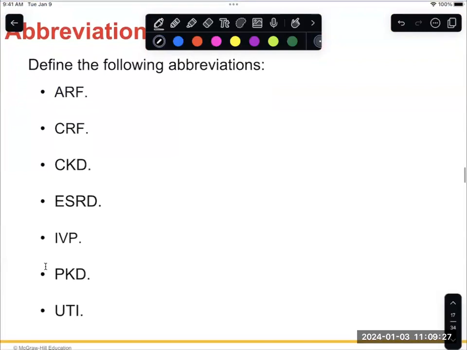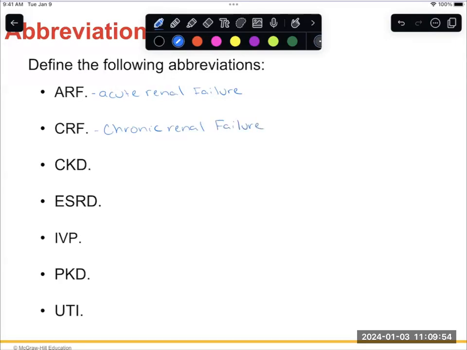So let's go through some different abbreviations. ARF, acute renal failure. CRF, chronic renal failure. CKD, chronic kidney disease. ESRD, end stage renal disease.